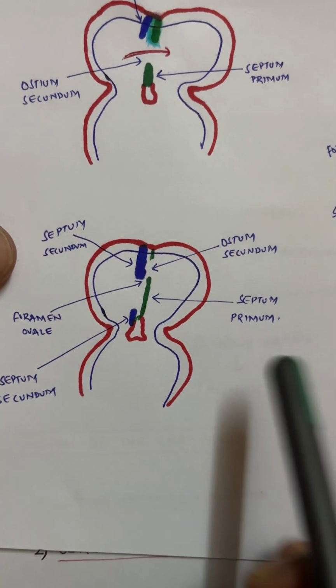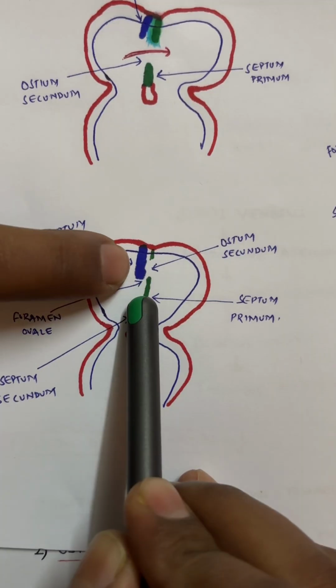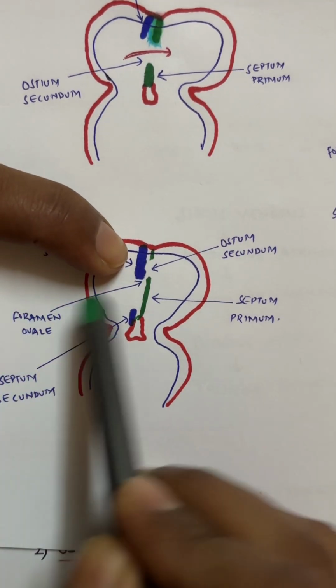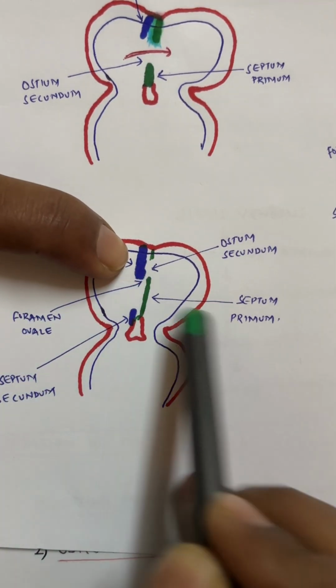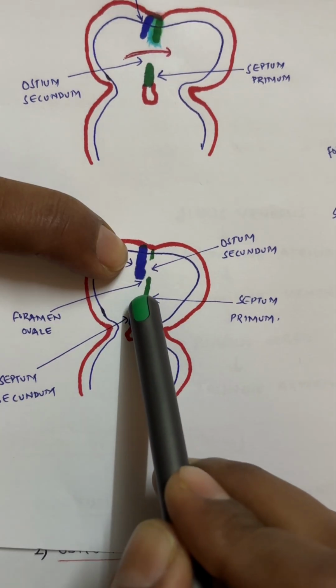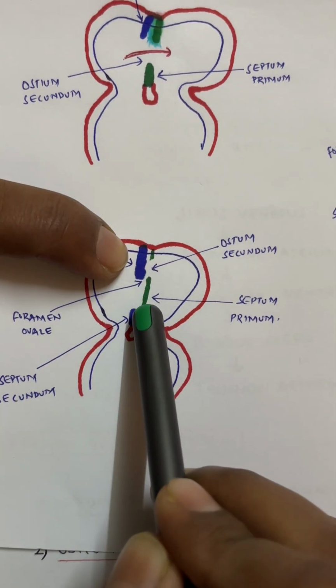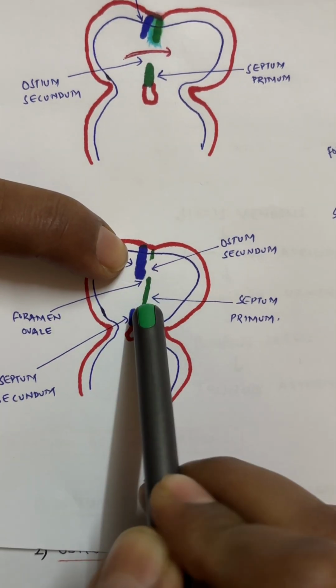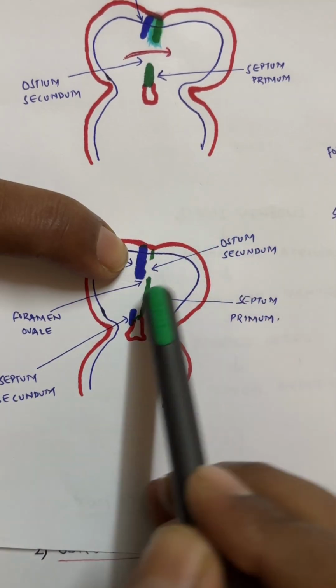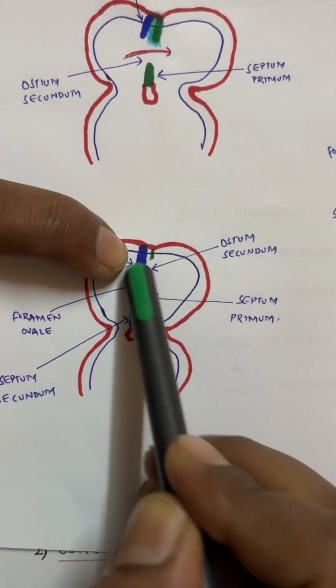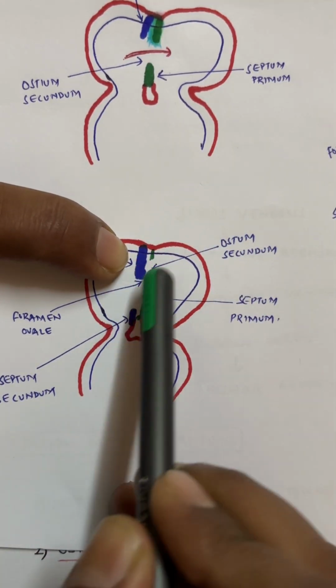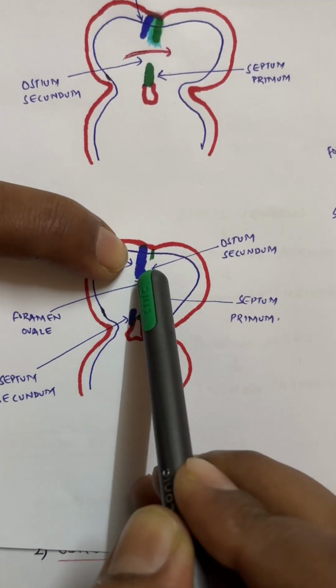Now we'll understand the last figure. In this figure we can see that this is septum secundum. Now this foramen ovale is becoming more small. And this is septum primum, because it formed first. And the ostium secundum is now becoming closed by this. Now only the foramen ovale is open.